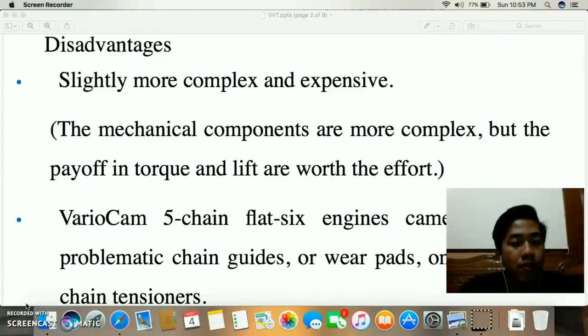The second one is that the Variocam 5-chain flat 6 engine came with some problems. Here are some of the most common repairs that we came across. First, air oil separator failure. If the air oil separator goes out, oil can get into the intake and lead to performance issues. Next, intermediate shaft bearing failure. After years of use, oil can get past the bearing seal, causing premature wear.